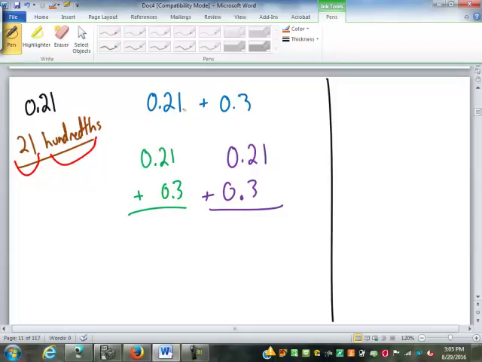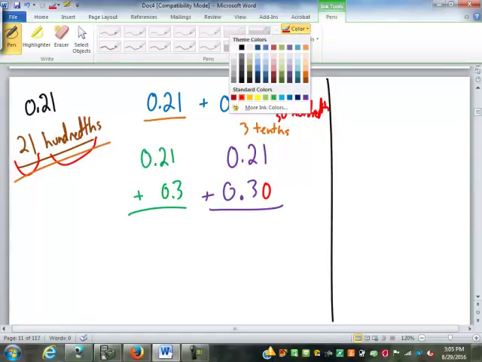Well, again, if we look, we said that this was 21 hundredths. This is 3 tenths. They have different names. Fortunately, all we got to do is add a zero. And now this is 30 hundredths. Now they have the same name. And when that 0 is there, the decimal points automatically line up. So lining up those decimal points is nothing more than making sure they have the same name.